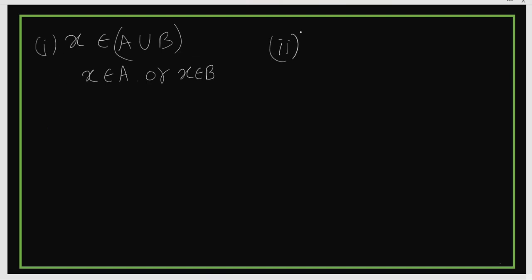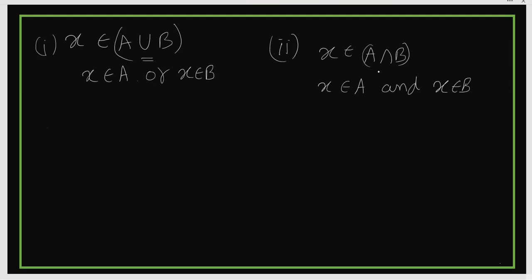Next one is C. If x belongs to A union B, that means x belongs to A or x belongs to B. This is very important. For intersections, if x belongs to A intersection B, then x belongs to A and x belongs to B. This is important. This is for union.